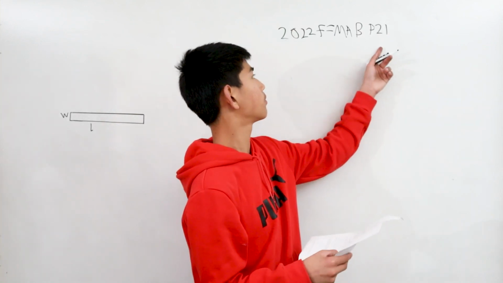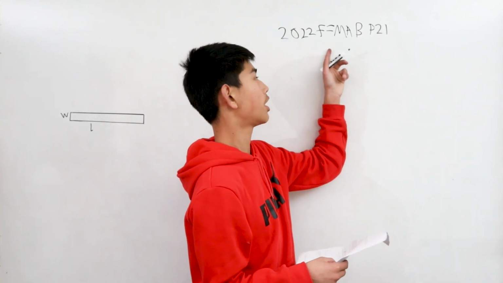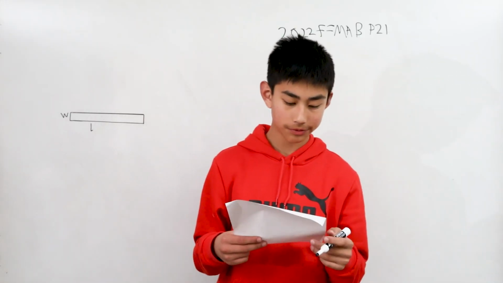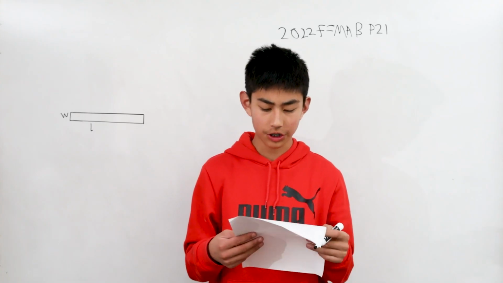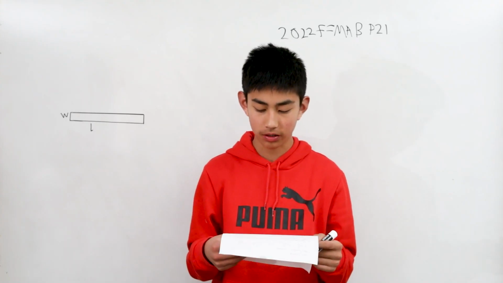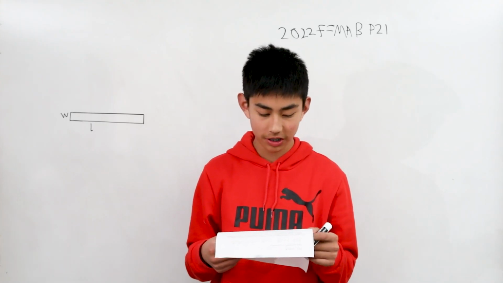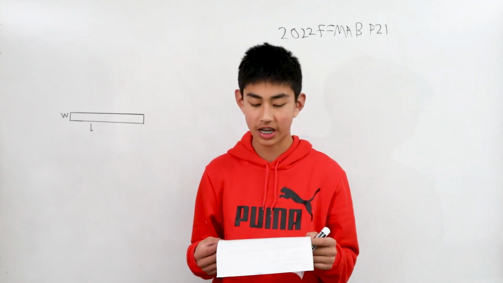We're solving problem 21 from the 2022 F equals MA exam B. Amora and Bronco are given a long, thin rectangle of sheet metal. It has been machined very precisely so they can assume it's perfectly rectangular.